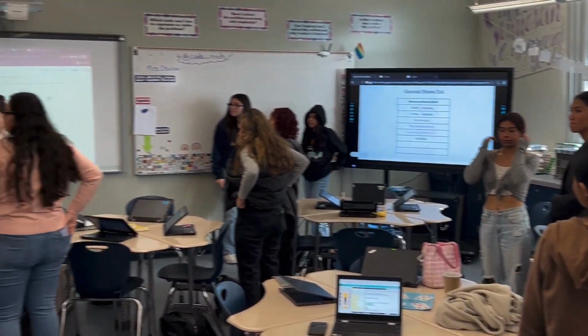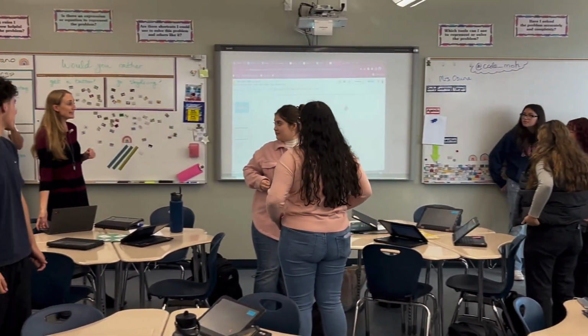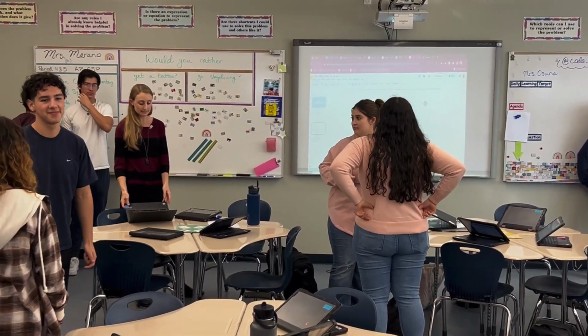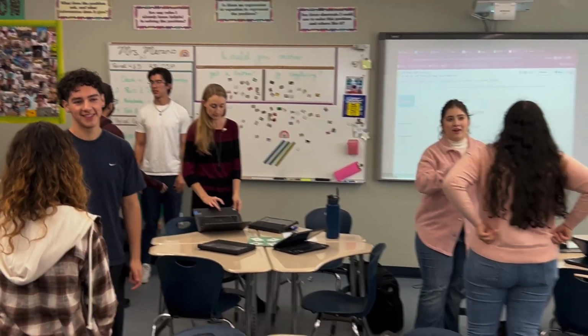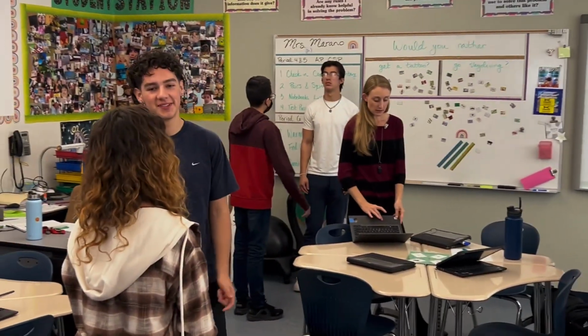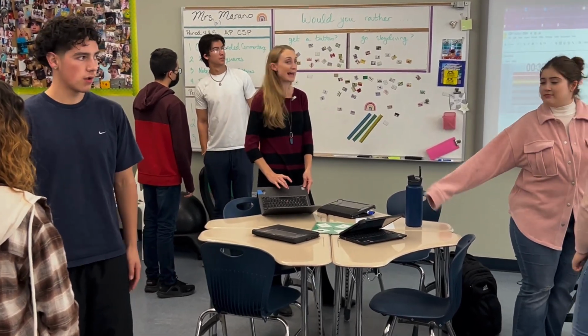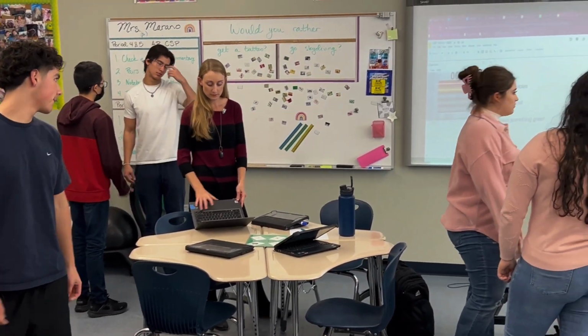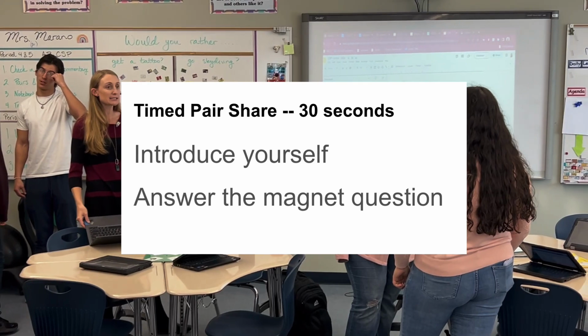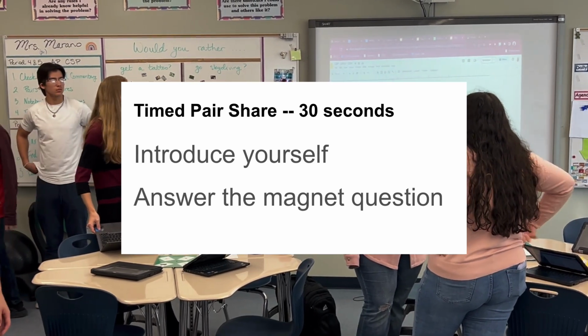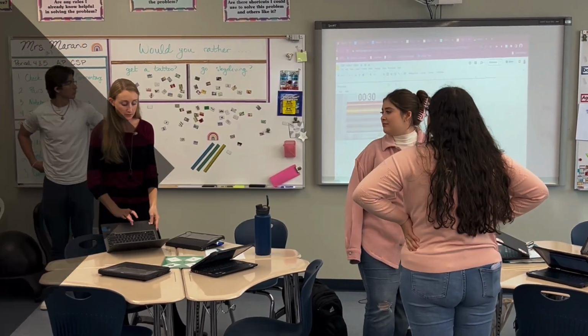Okay, figure out whose birthday is coming up soonest. All right. If your birthday is coming up soonest, you are partner A. You're going to go first. I just want you guys to introduce yourselves and then respond to the magnet question. Okay?